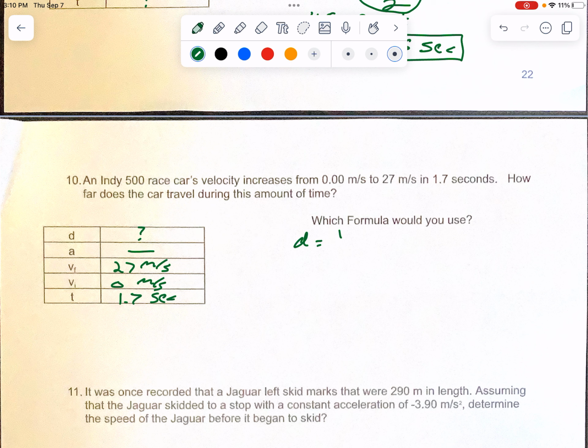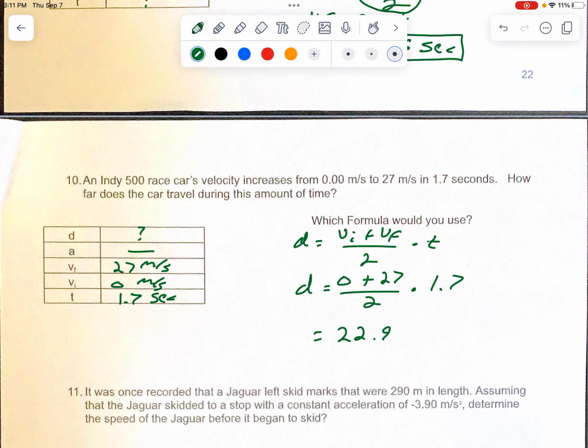So D equals VI plus VF all over 2 times T. Okay, so D we don't know. VI is going to be 0 plus VF was 27 divided by 2, and then that multiplies by 1.7. Okay, so do all that. Take your 27 divided by 2 and multiply it by 1.7, and you should get a distance of 22.95 meters.